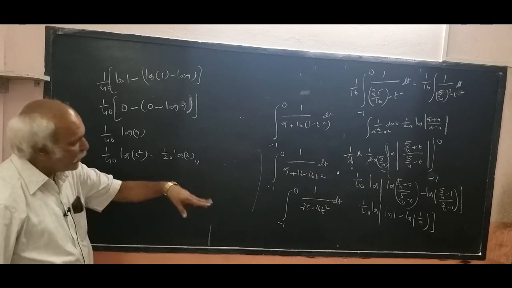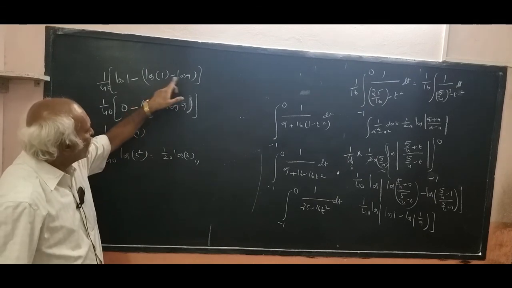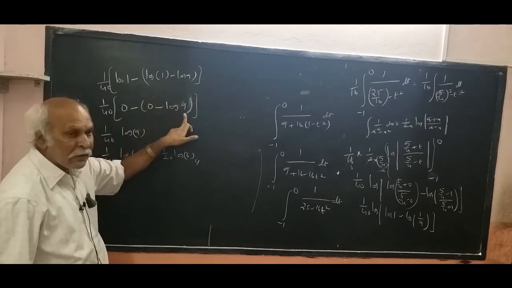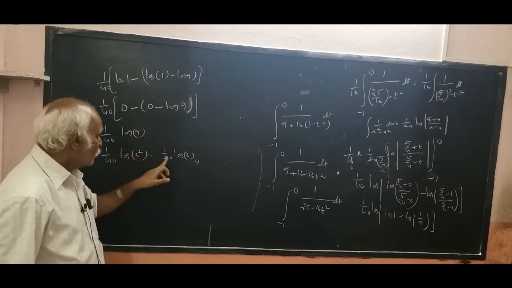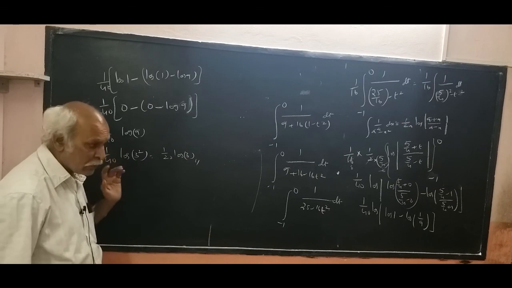So here we are simplifying, log 1 by 9 is nothing but log 1 minus log 9. So 0 minus log 9, minus of minus becomes plus log 9. Log 9 can be written 3 square. So 1 by 20 log 3. Up to here you have to do it.